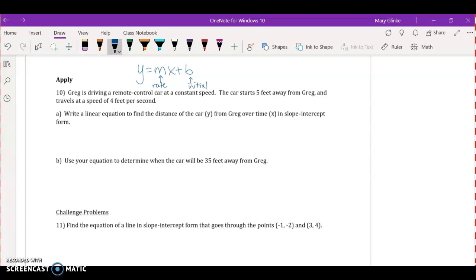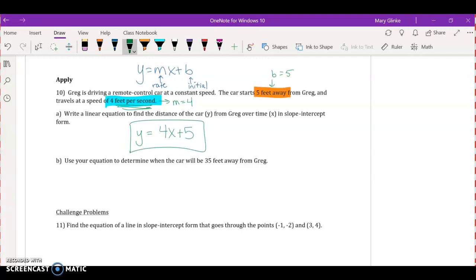So for Greg here, he's driving the remote control car at a constant speed. The car starts 5 feet away. So this here is your initial value. That means your b value is 5. The speed here is 4 feet per second. So if this helps, when you see something like feet per second, this is your rate. And if you see a rate, that's going to be your slope. So our slope here is 4. We're going to write the equation as y equals 4x plus 5.